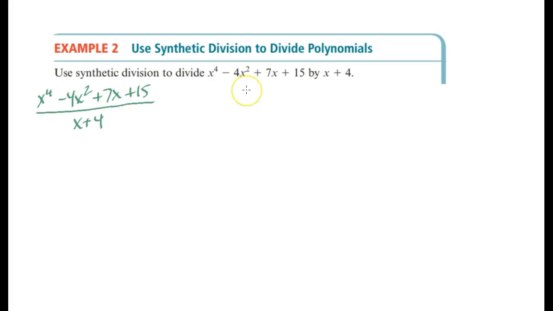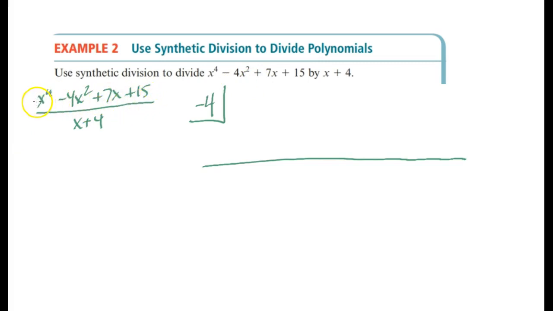And the process of doing synthetic division is you put a negative 4, you take the opposite. So if we had x minus 4, we would put plus 4 in this location. And then we look at the numerator, and we look at the coefficients of the numerator.